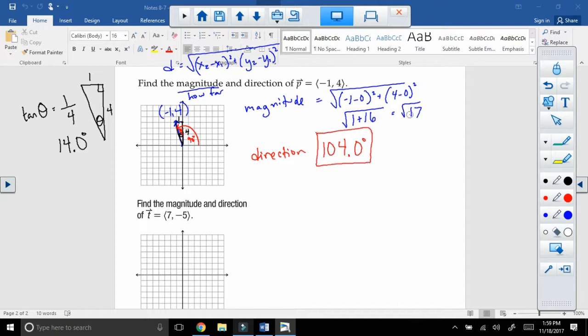So this is the direction, this is the magnitude. If you'd rather change that and say that that's about 4.1, that's fine, you can write that too. I don't really care the formatting of that. So I'll do one more example with you, and then you'll practice this a lot in class.